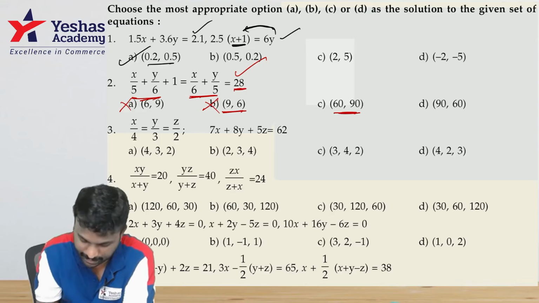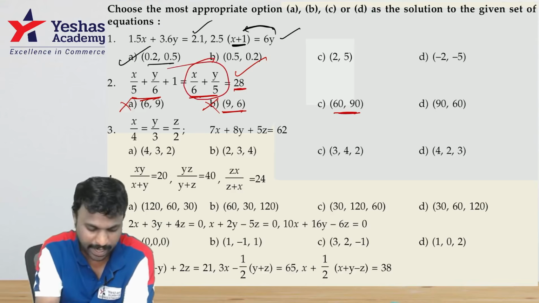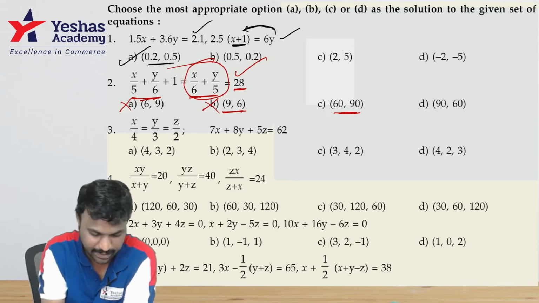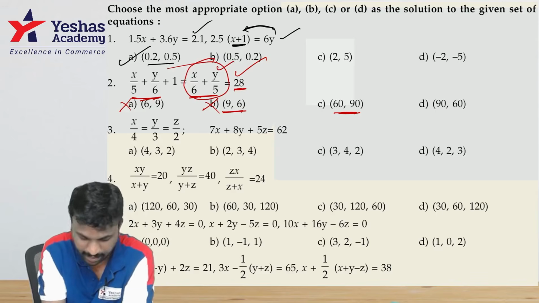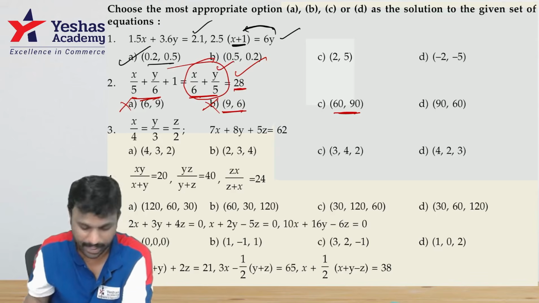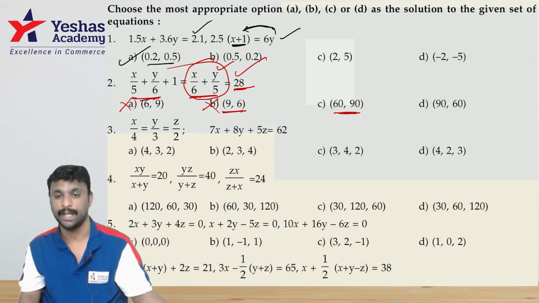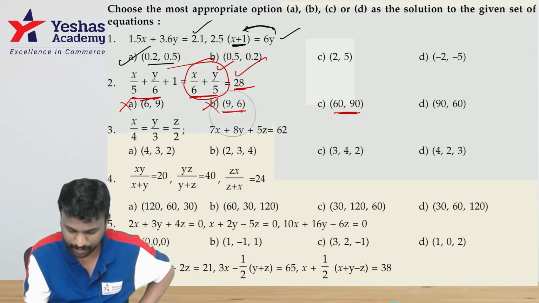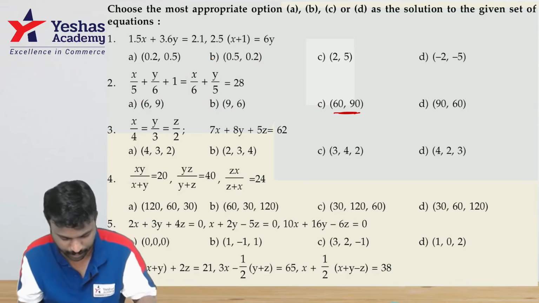Now, how about the second equation? 60 divided by 6, m plus. Y is 90 divided by 5, m plus MRC. That also gives you 28. That means option C is the right answer. Is it clear? Guys, moving on to the next question, question number 3.